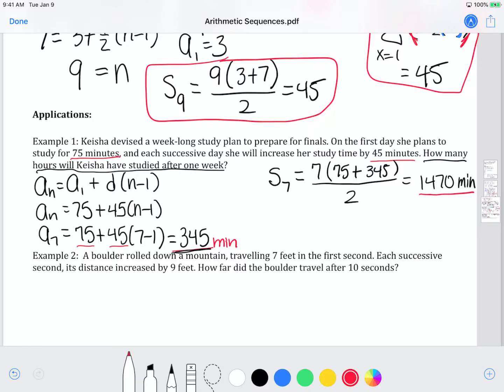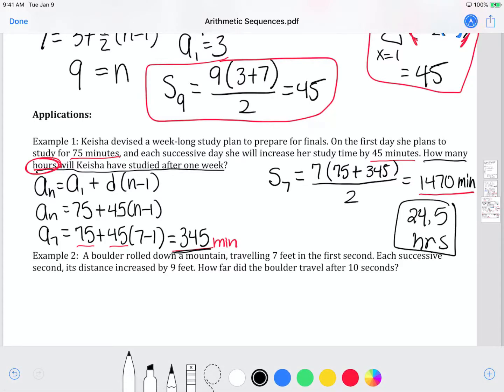Now the question wants it in hours. How many hours will Keisha have studied after 1 week? So we have to take 1,470 minutes and divide by 60 to get that she studied for 24.5 hours.